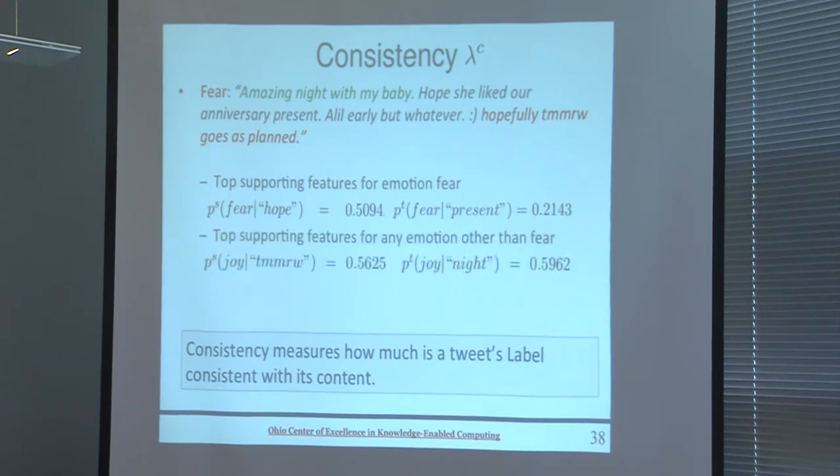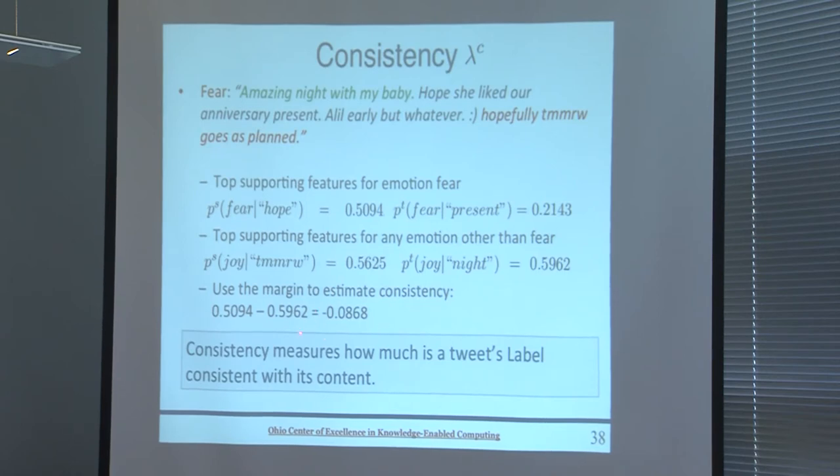Then we try to find the top supporting features for any emotion other than fear. You can see tomorrow is a very good feature for joy, night is a good feature for joy. So now we have the top supporting features for emotion fear and for any emotion other than fear, right? Now what we do is we use the margin to estimate the consistency. I pick out the larger of these two numbers, and you get 0.5094, and then I get the larger of 0.5625 and 0.5962.